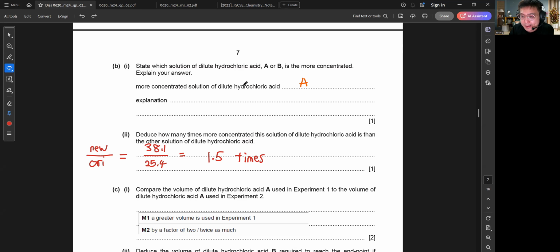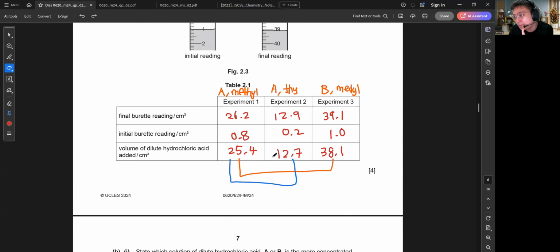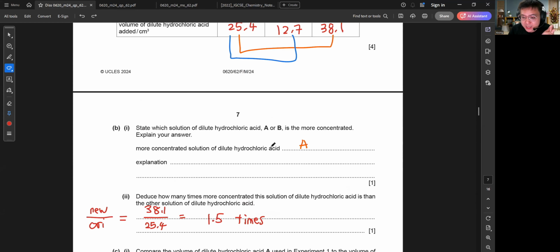So you look at A and B. Now is the time we have to remember: experiment 1 and experiment 3 is where we do the exact same thing. That means we have the same type of indicator but a different type of acid, A and B. I labeled it the first time I did this: acid A using methyl orange, acid A using thymolphthalein, and B using methyl orange. So it's only a fair comparison if we want to compare A and B in 1 and 3, because the indicator is the same.